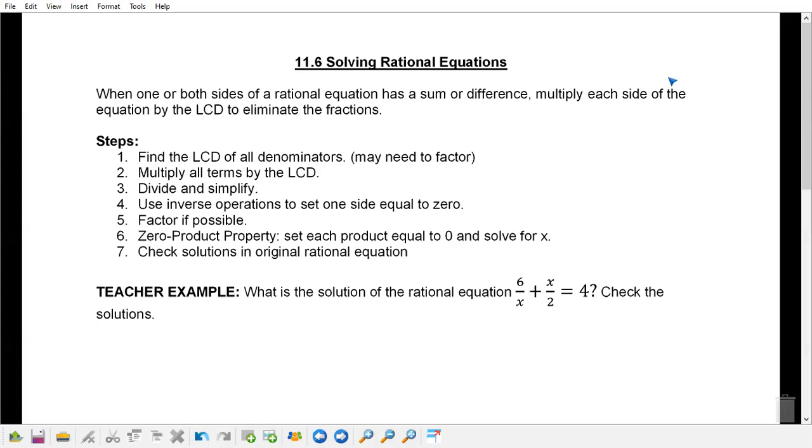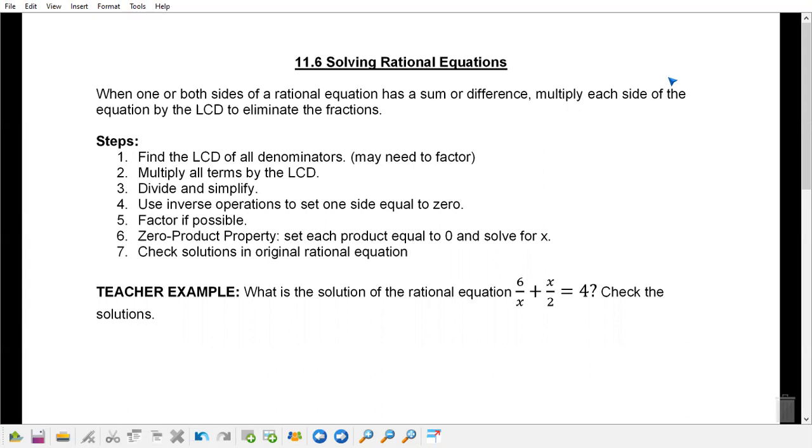All right, we are on 11.6, solving rational equations. Okay, so this section is kind of like a catch-all, meaning that all the skills we have in our pockets for algebra, we're gonna throw at it. All right, so when one or both sides of a rational equation has a sum or difference, we multiply each side of the equation by the LCD to eliminate the fractions, okay?